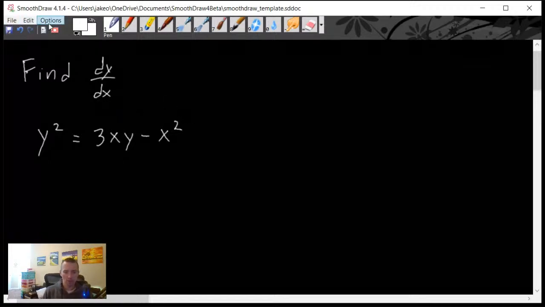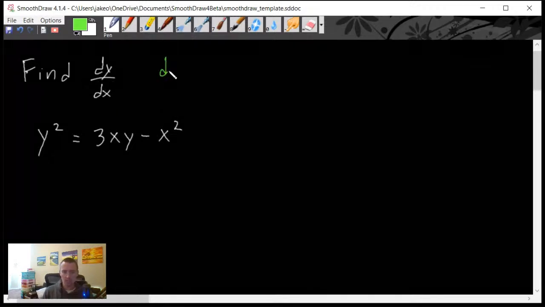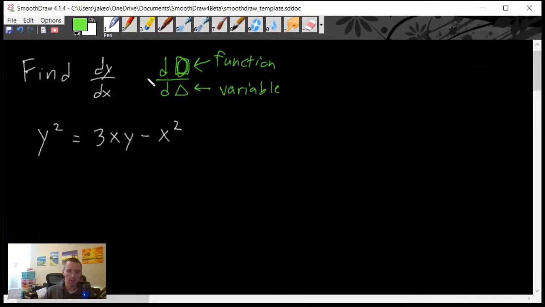So what this tells you, if we're trying to find dy/dx, d anything over d anything else, we'll just say d square over d triangle, whatever these two things are, it doesn't matter. What this tells you is whatever this thing on the top is, that is going to be treated as a function. And whatever this thing on the bottom is going to be treated as your variable. So in this case, we have dy over dx: y is a function, x is a variable. I like to recommend writing this out right off the bat.